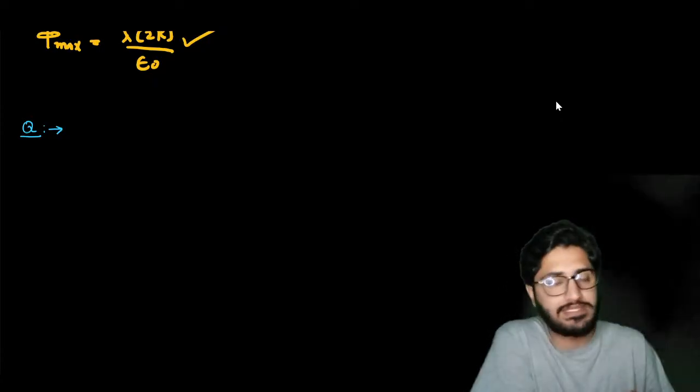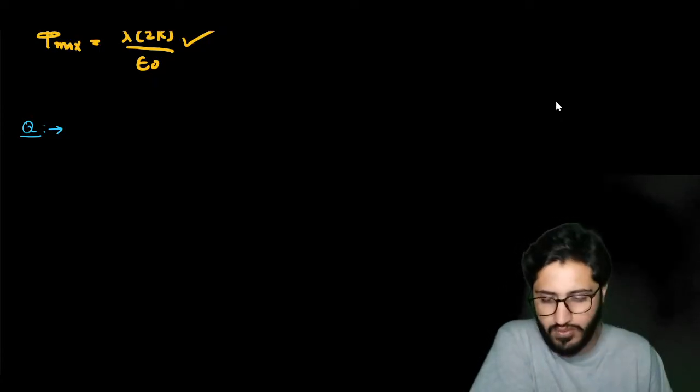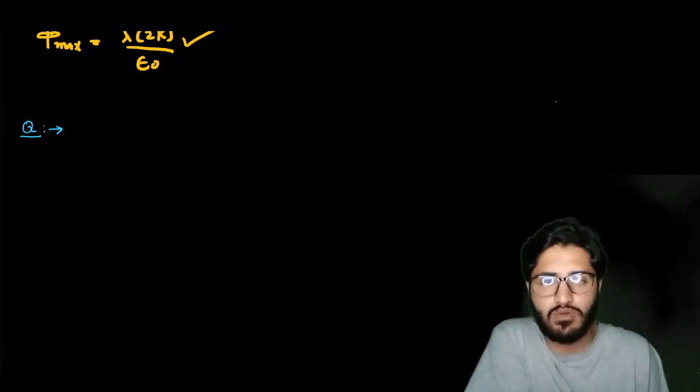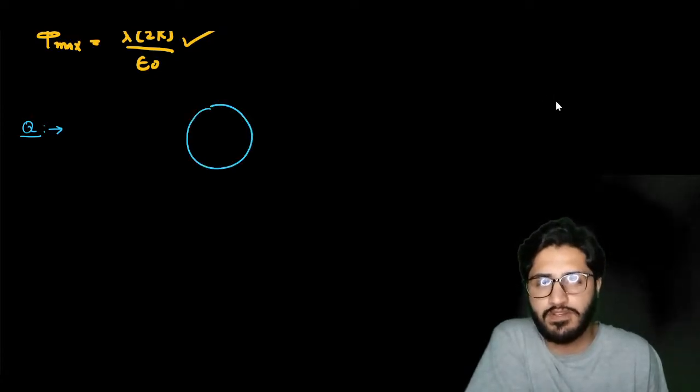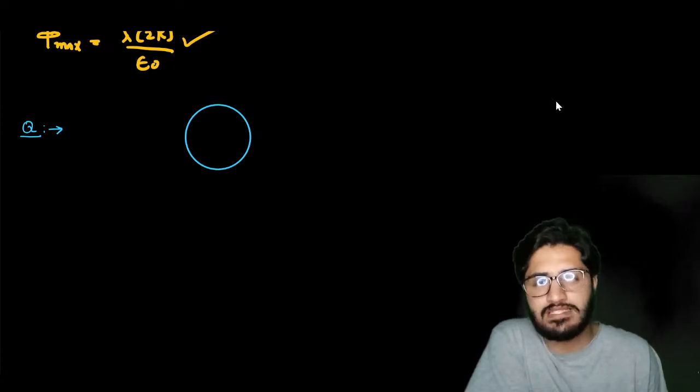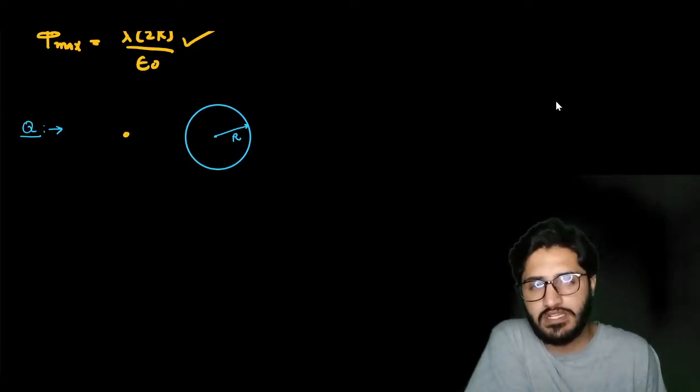Suppose we have a numerical in which I will add two topics, induction and this Gauss's law. How? Look. We have a sphere here. This is my sphere with some radius r. Close to it, we have a point charge with charge plus q.